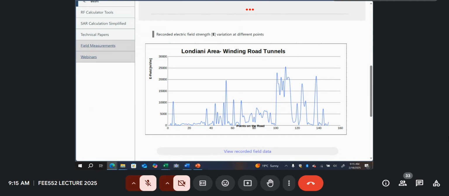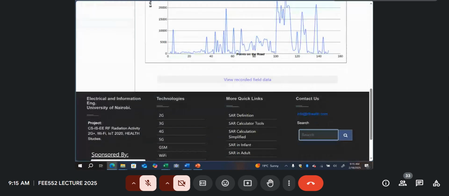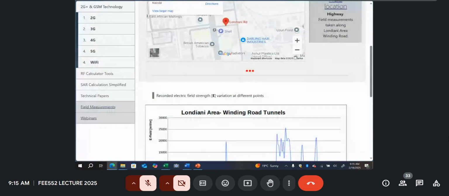Now that is for the transmission. And you realize the Fresnel zone could be near the Earth's surface. So this is what happens.